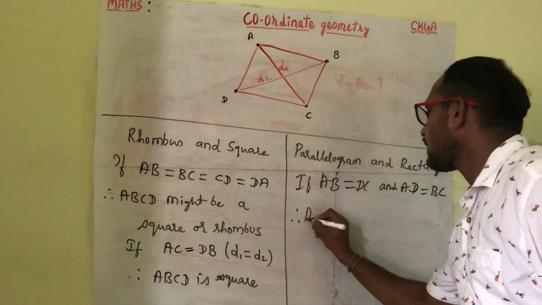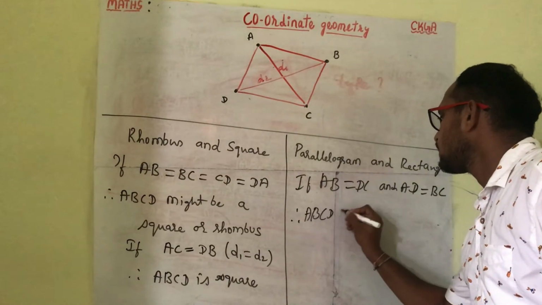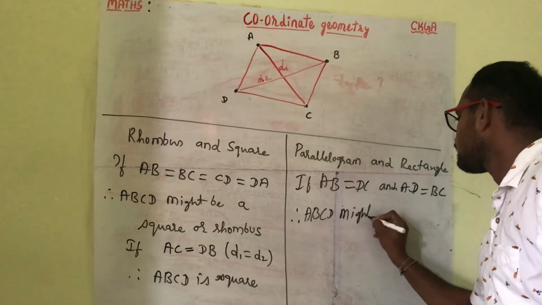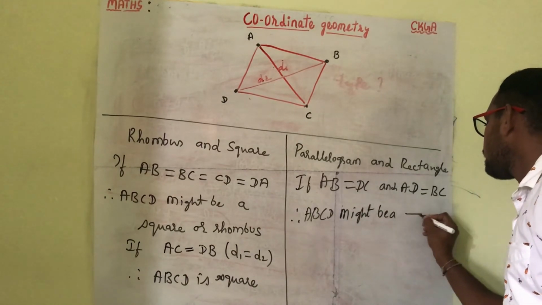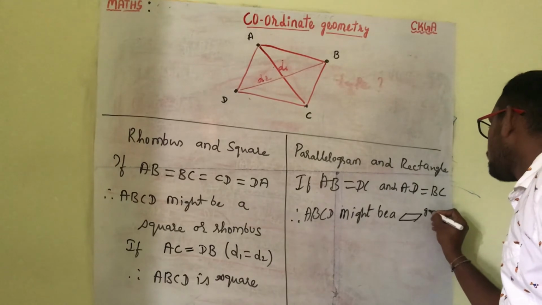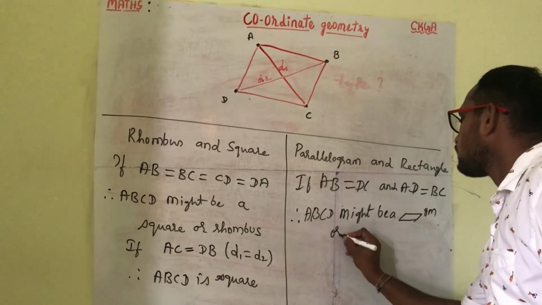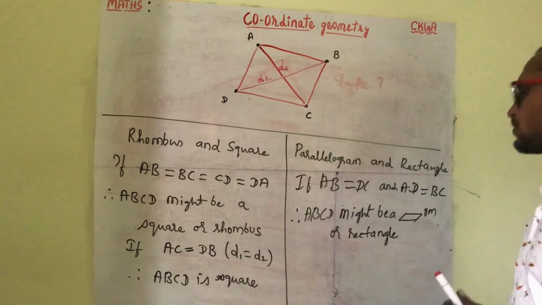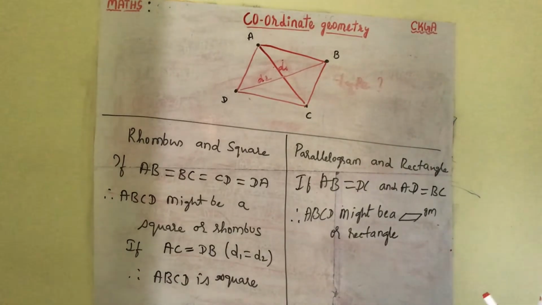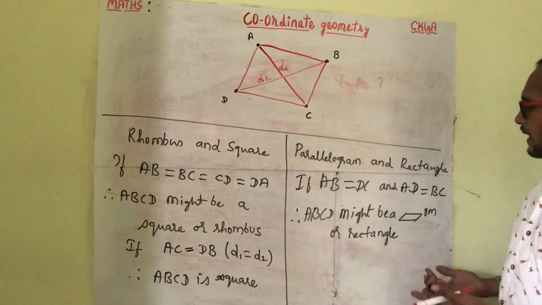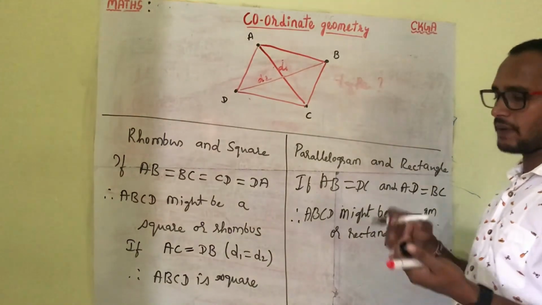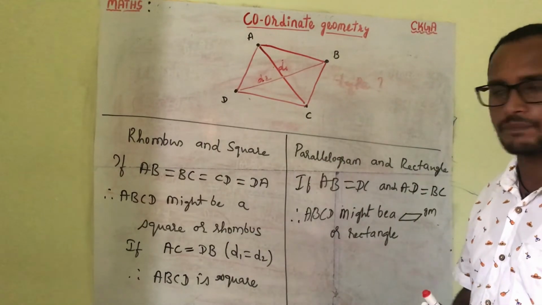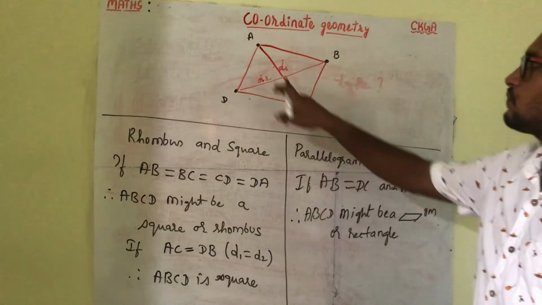Therefore, ABCD might be a parallelogram or rectangle. You come to two conclusions. You can't come to a fixed conclusion here. First of all, you can say it might be a parallelogram or rectangle. In both cases, parallelograms and rectangles have the same features, like opposite sides are equal and parallel. So what about next? Suppose you find the length of AC.